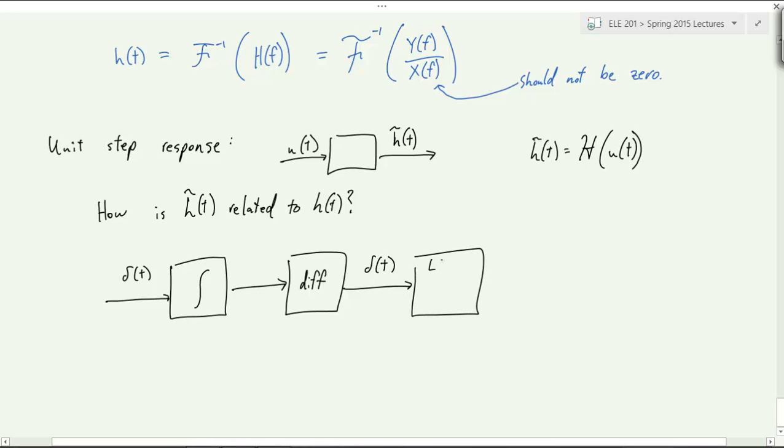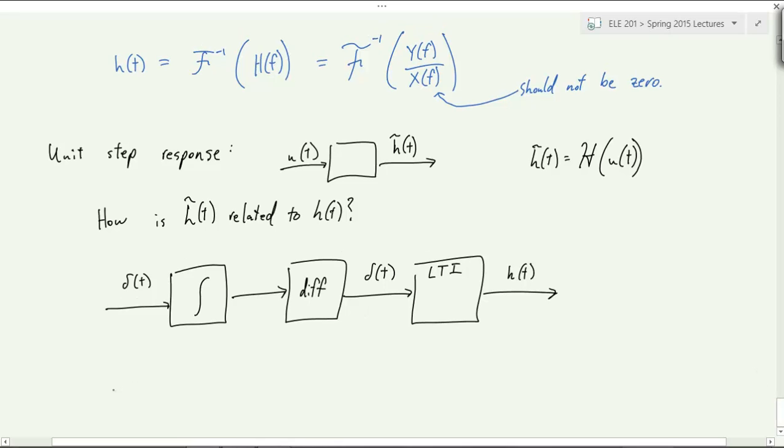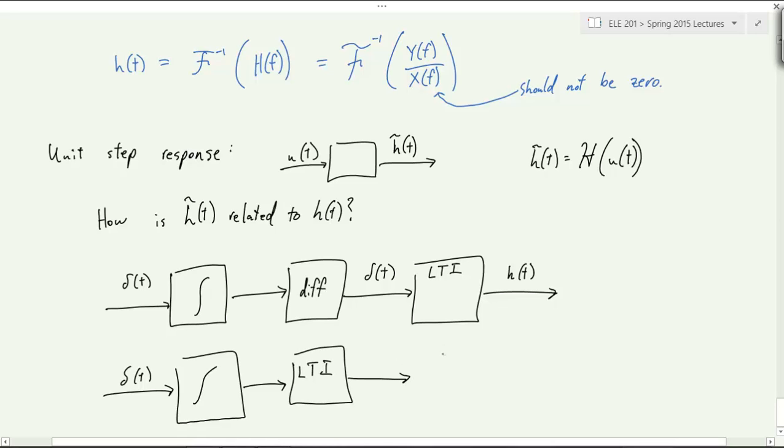Now here's our LTI system, and we want to measure h of t, which is going to be the output if you put delta in. But these are all LTI systems, and therefore they commute. So I can, in fact, change the order. I can put a delta function in here, keep the integral here, but switch the order of the LTI system and the differentiator. Rather than just say LTI, since they're all LTI, let's call this capital H. So this is the same thing. I should still get h of t out.